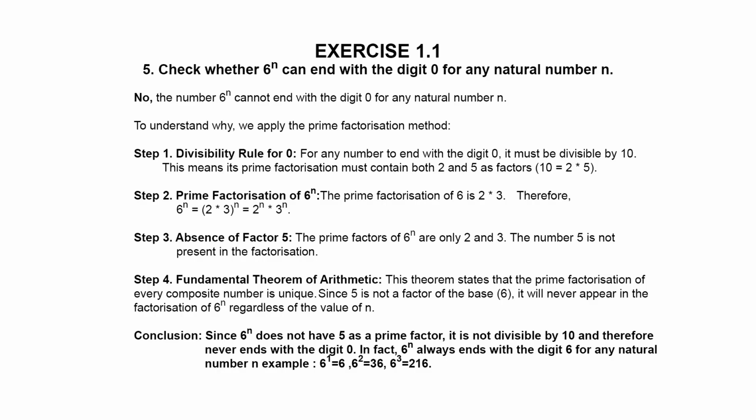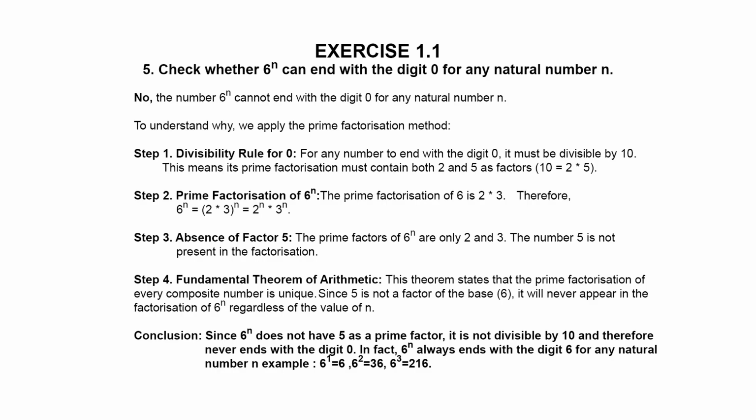Step 2. Prime factorization of 6 power of n. The prime factorization of 6 is 2 into 3. Therefore, 6 power of n is equal to (2 into 3) power of n, which is equal to 2 power of n into 3 power of n. Step 3. Absence of factor 5. The prime factors of 6 power of n are only 2 and 3. The number 5 is not present in the factorization.